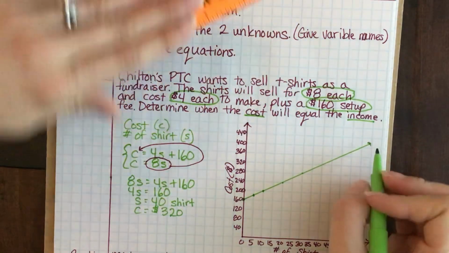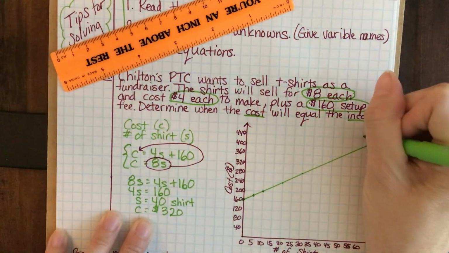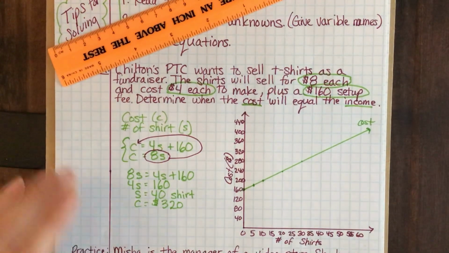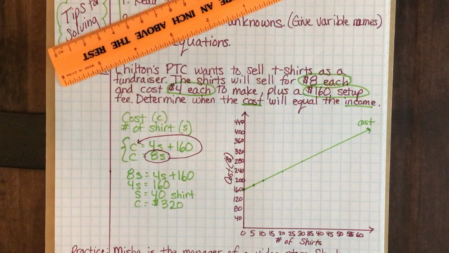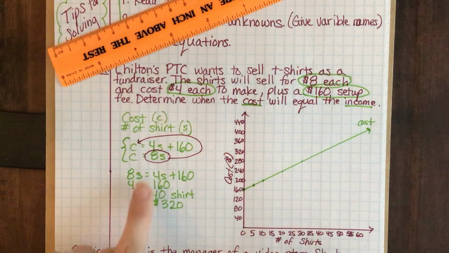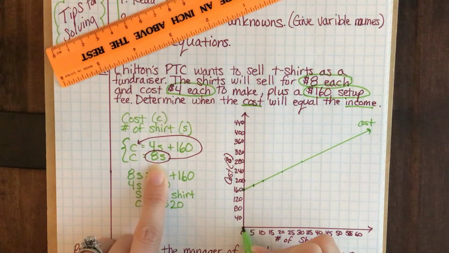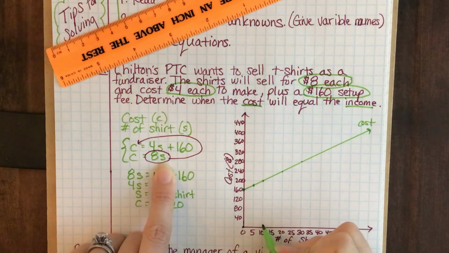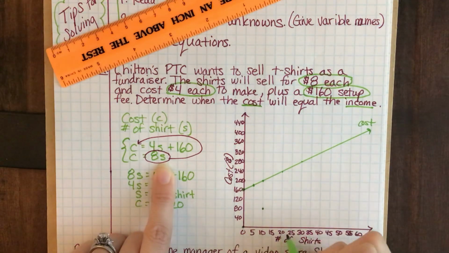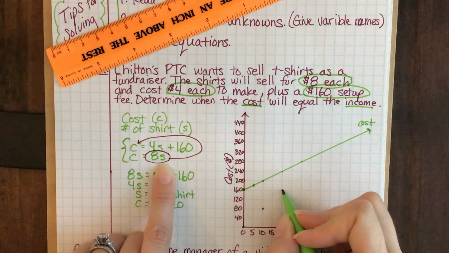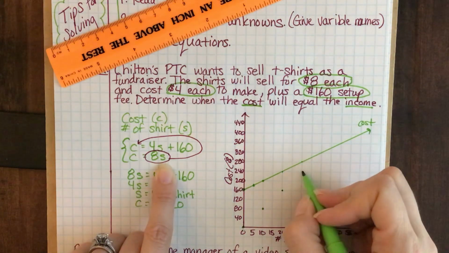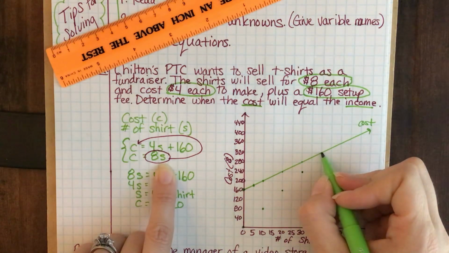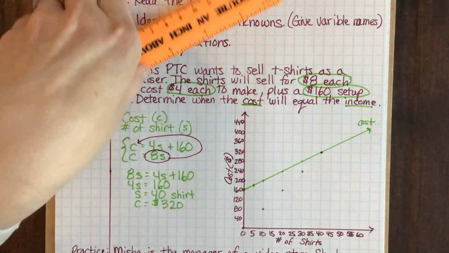Okay, so here is the cost line. This is how much it's costing the PTC. Now let's look at the income, how much they're going to make off of this. So that's the second line right here. Well, if they sell 0 shirts, they make no money. If they sell 10 shirts, they make 80. 20 shirts will be 160. 30 shirts will be 240. 40 shirts right here is going to be $320.